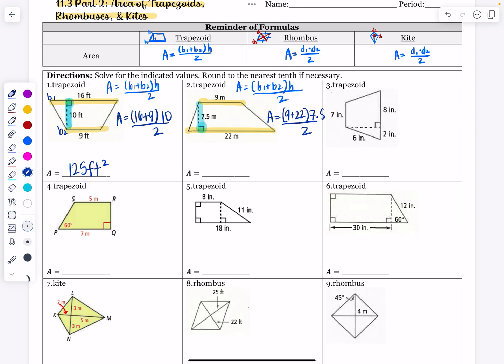So 9 plus 22 gives me 31. That times 7.5 gives me 232.5. And then that divided by 2 is exactly 116.25, but it says to round it, so we're going to round that to the nearest tenth.